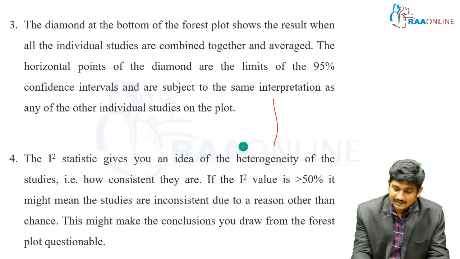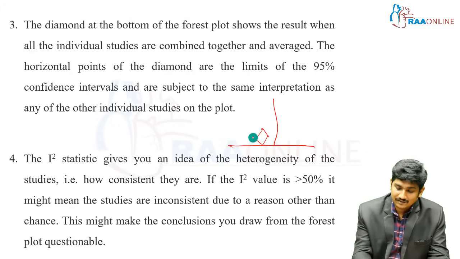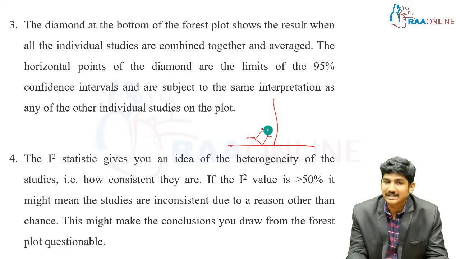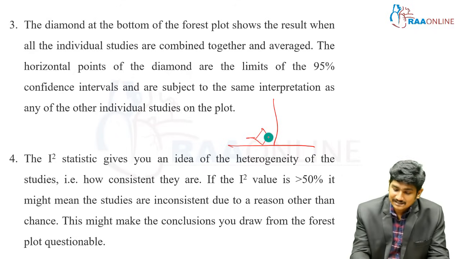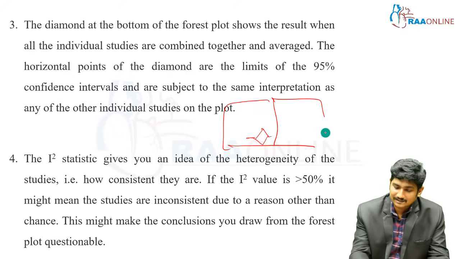And finally, the diamond, right? The diamond at the bottom of the forest plot shows the result when all the individual studies are combined together and averaged. The horizontal points of the diamond are the limits of the 95% confidence interval and are subject to the same interpretation as any of the other individual studies. So if it is touching, it means it's not significant. If it's not touching, then it's significant. And which side it lies on, whether it lies in this box or this box, also matters.